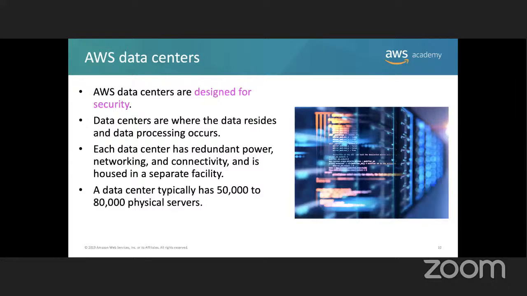The data center has what every redundant data center has: redundant power, networking connectivity, and it is housed in a separate facility. They are inside the availability zone. And the data center typically has between 50 and 80,000 servers. That's what I mentioned before.